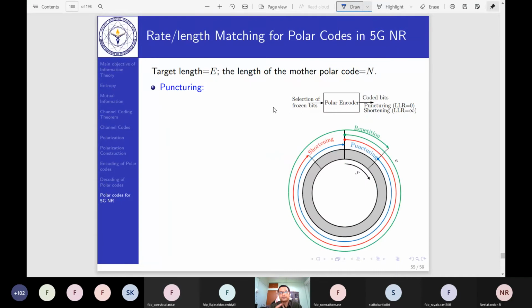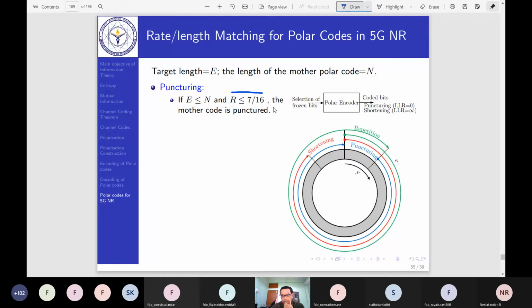So how to perform the rate matching or length matching for 5G NR? The target length is E, and the length of the mother polar code is N. N is some power of 2, but E is not equal to N. Three types of operations are recommended: one is puncturing, second is shortening, third is repetition. So what is puncturing? Puncturing is used when E is less than N and the rate is less than 7/16.